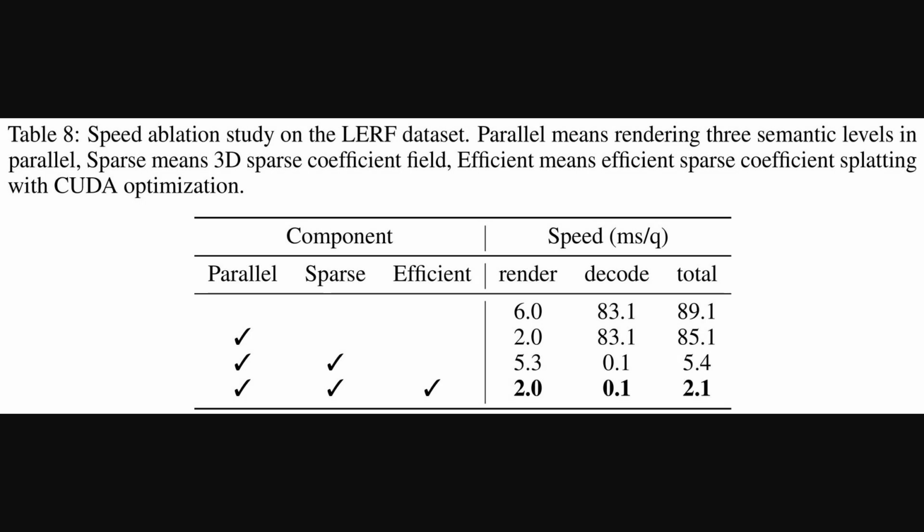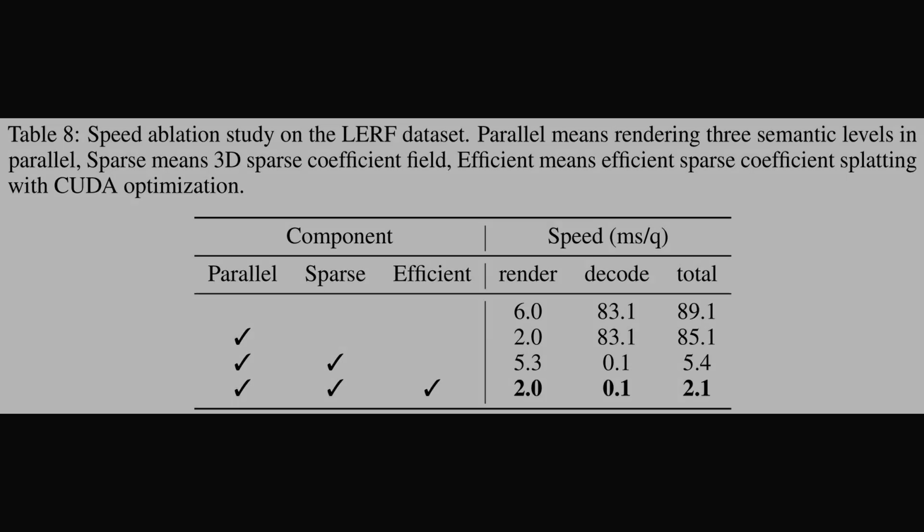To break down exactly where these speed gains come from, this table shows an ablation study on the LERF dataset. An ablation study is where researchers test a system by adding new components one by one to see how each part contributes. You can see that the original decode time was a massive 83.1 milliseconds. Just adding the sparse coefficient field, that new framework we saw, drops the decode time to a negligible 0.1 milliseconds. Then, adding efficient splatting with CUDA optimization brings the final total query time down to a blistering 2.1 milliseconds.